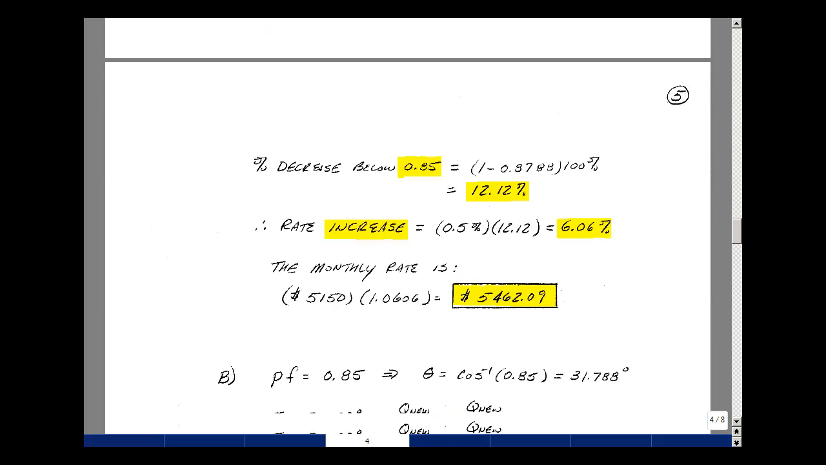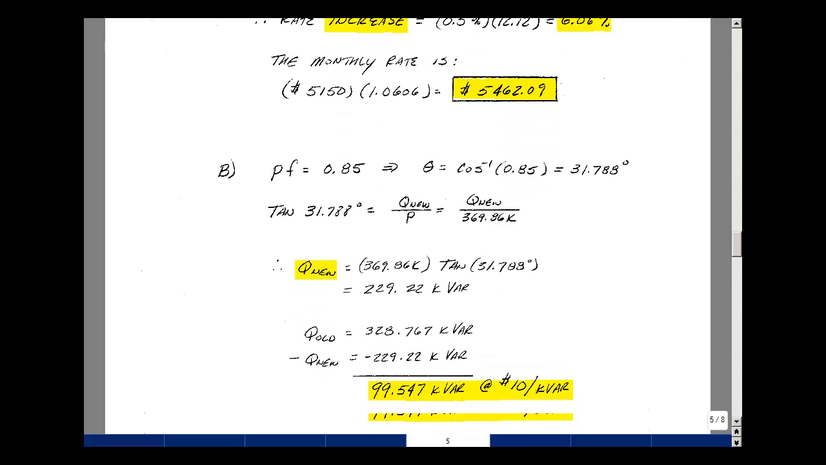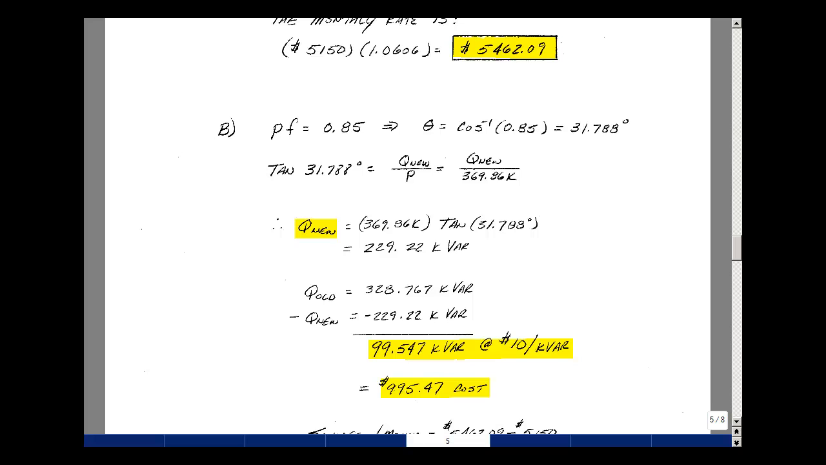So let me calculate the percentage that I'm below what I need. It'd be 1 minus 0.8788 times 100%, and that would be 12.12%. For each 1% that we're below 0.85, we're going to have to pay a rate increase of 0.5%. So that's a total then of 6.06%. So our monthly bill then is increased by 1.0606 to be $5,462.09. Let's see if we can lower this bill by getting our power factor up to 0.85.